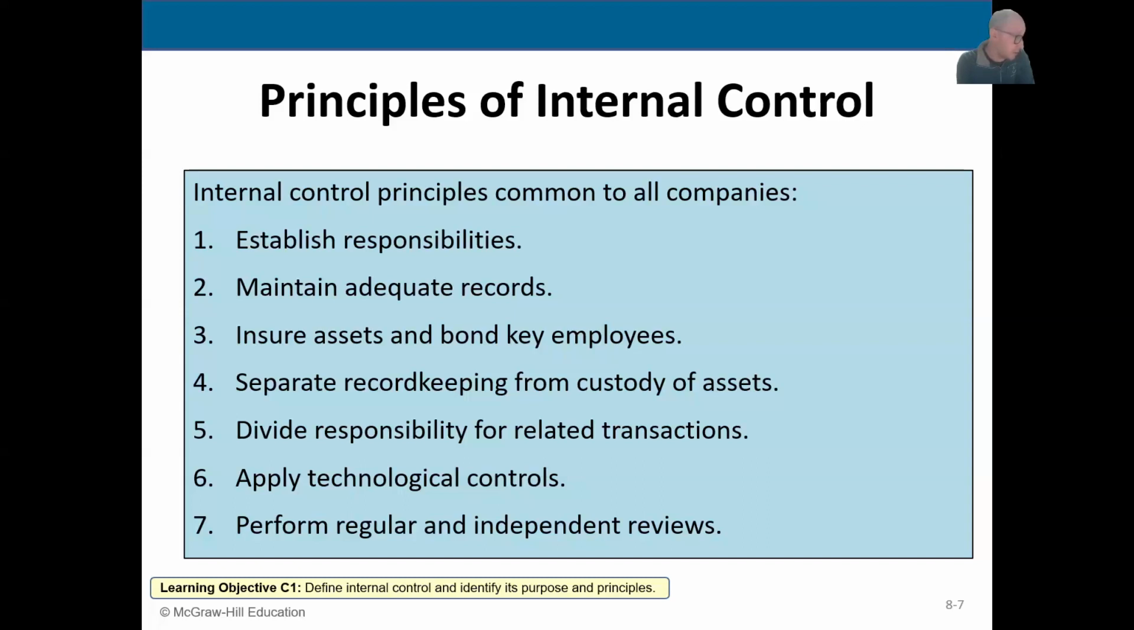Number 6, apply technology. No kidding. This would be things like time clocks for punching in and out, security cameras, logging, biometrics for logging into the computer, etc. And number 7, perform regular independent reviews. Audit your stuff. So those are the 7 principles of internal controls.